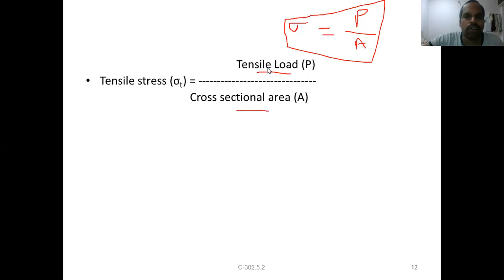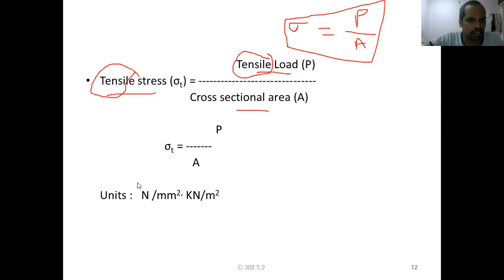If it is a tensile load, a tensile force, and tensile stress is required, it is tensile load by cross-sectional area. If it is a compressive force, it is compressive force by cross-sectional area. The formula remains the same, but this term changes. If this changes, this changes. Now let us see this one. So sigma T is equal to P by A.